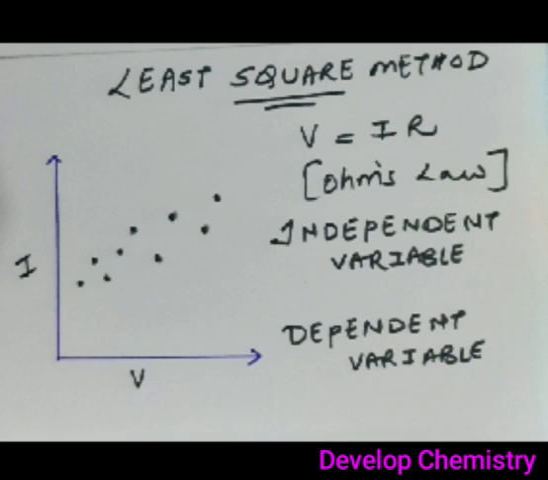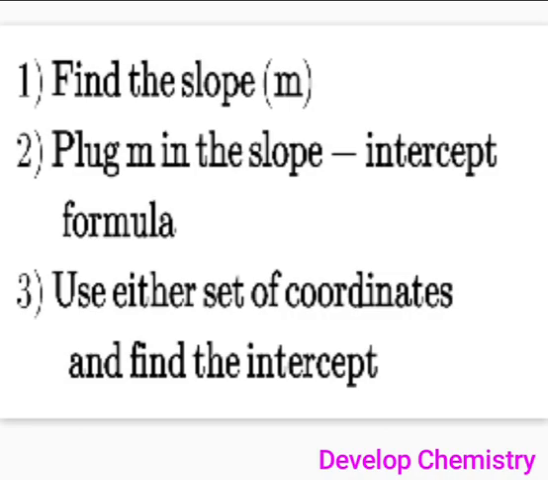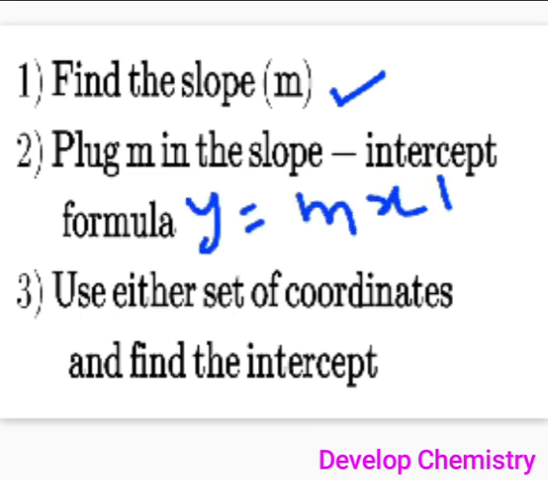So, let us move ahead. So, these are the three steps which you need to observe or which you need to follow. The first step is you will find the slope which is designated as m. Then you will plug this value of m, that is plug this value of slope, within the slope intercept equation. Slope intercept formula is y is equal to mx plus b. So, you will fill the value of m here.